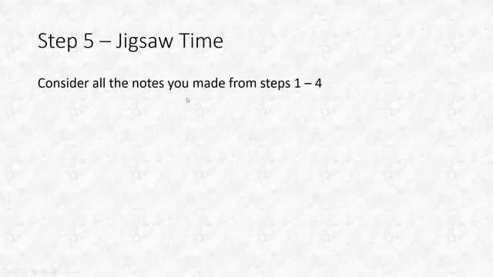And then it's the fun time. It's what I call jigsaw time. So this is where we're piecing all the information together. So we need to consider all the notes we've made for the information we've pulled from the spectra in steps 1 to 4. You know, if you've just looked at the proton NMR, you might have forgotten some other information. That's why you noted it all down.